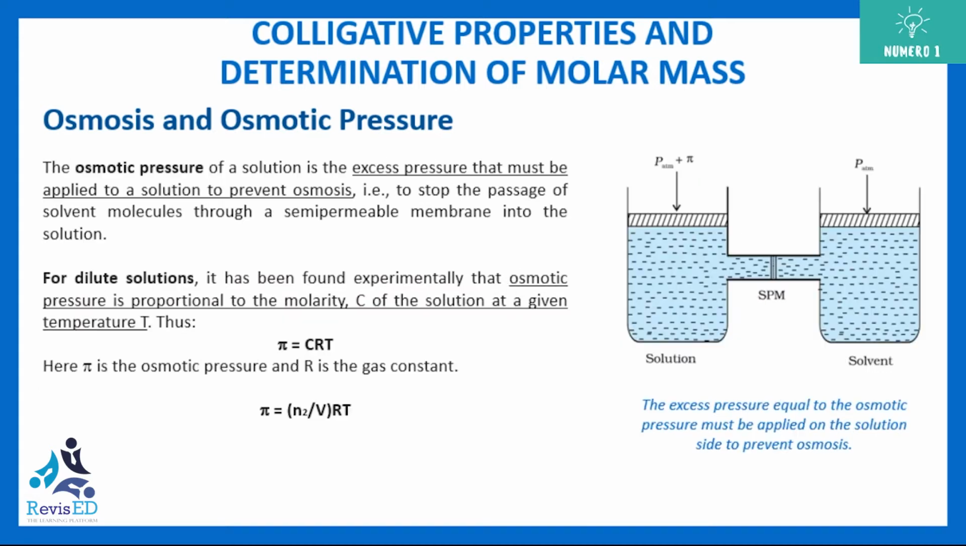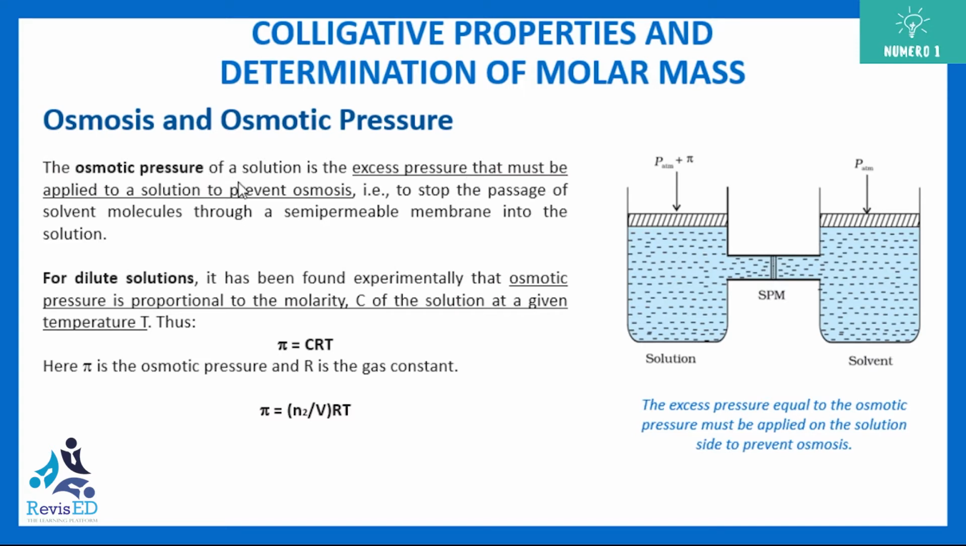Now, how to give the formula for it, or how to calculate it? So basically we have solution here, we have solvent on this side, and this is my semi-permeable membrane. SPM is short form for semi-permeable membrane. Since solution is here and solvent is here, the solvent will move in that direction. So slowly the solution will increase its pressure. Now in order to stop the movement of solvent molecules, we apply a pressure here, and that pressure is your pi, which is your osmotic pressure.